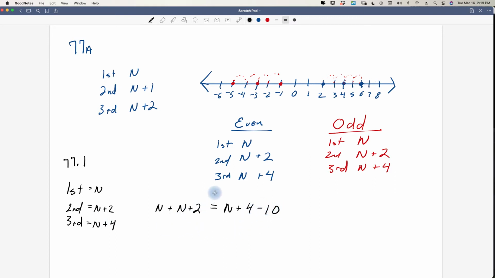So let's solve for these. So we're going to combine these, we're going to combine these. So this gives us 2n plus 2 equals n minus 6. So let's subtract n and subtract 2 from both sides.